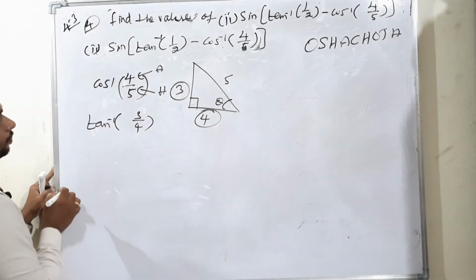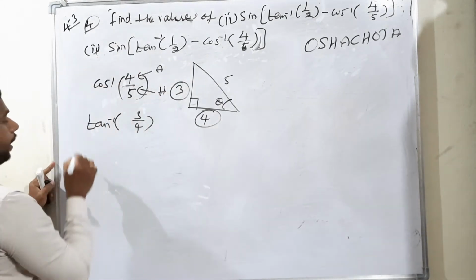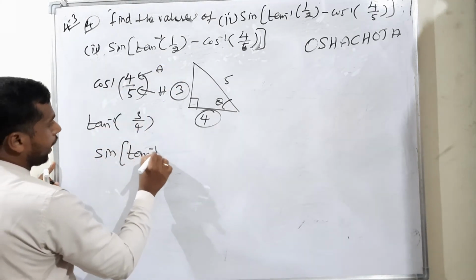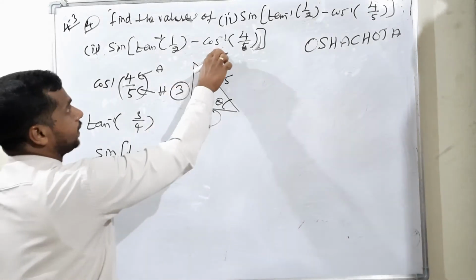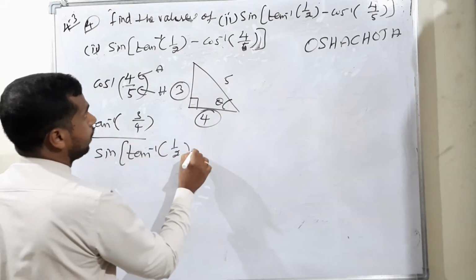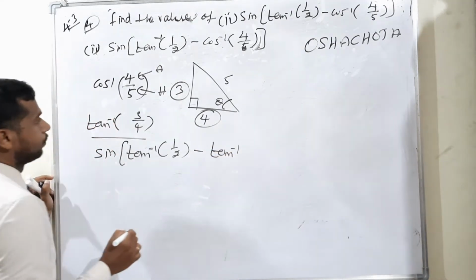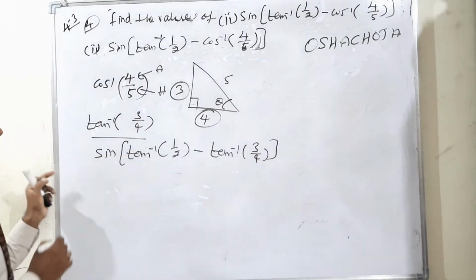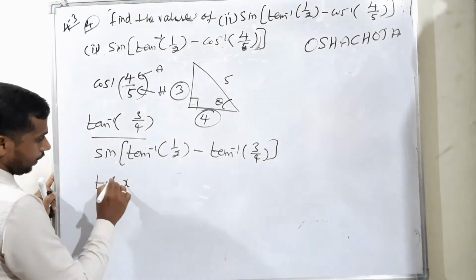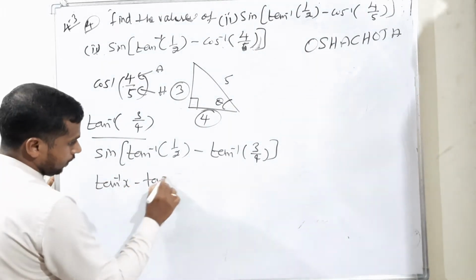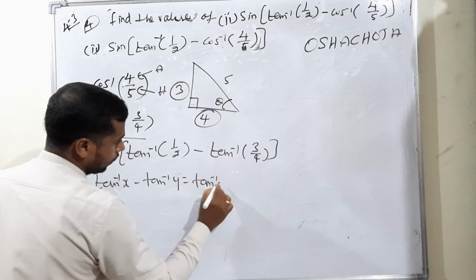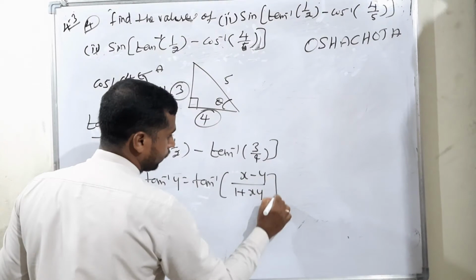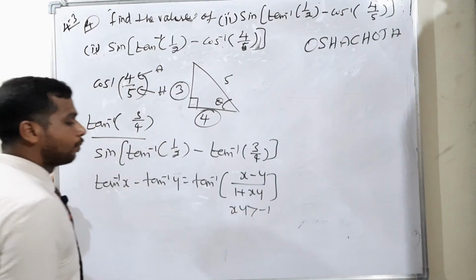The first condition is clear. Therefore, I would like to rewrite the question. Sine of tan inverse 1 by 2 as it is. Next, cos inverse of 4 by 5 converts to minus tan inverse 3 by 4, isn't it? Now we can apply one formula. Listen very carefully. Tan inverse x minus tan inverse y is equal to tan inverse of x minus y over 1 plus xy. One condition is there: xy is greater than minus 1.